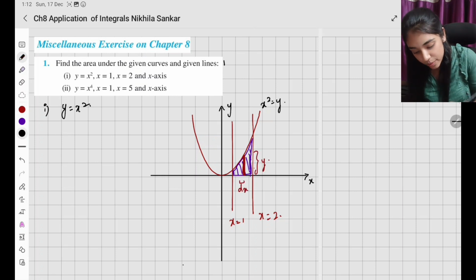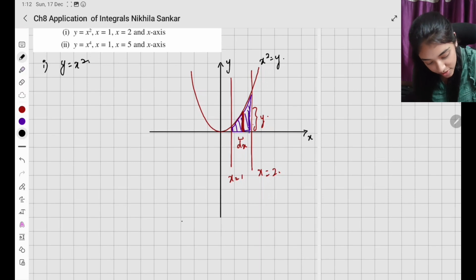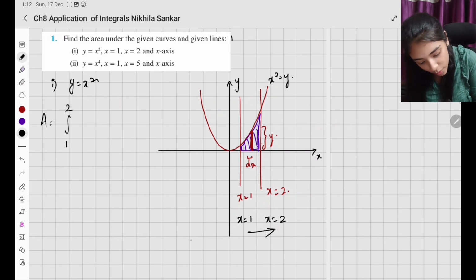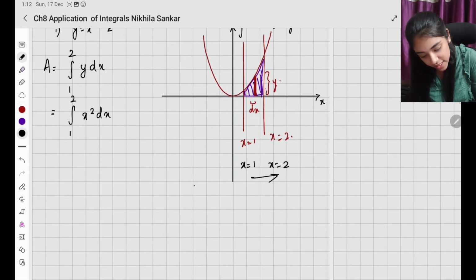So now, how does my integral look, and where does it travel from? The x value travels from 1 to x equals 2. So my integration area is going to be the integral from 1 to 2 of y dx. And what is my y from here? I know it is going to be x square. So I have the integral from 1 to 2 of x square times dx. So this is very easy.